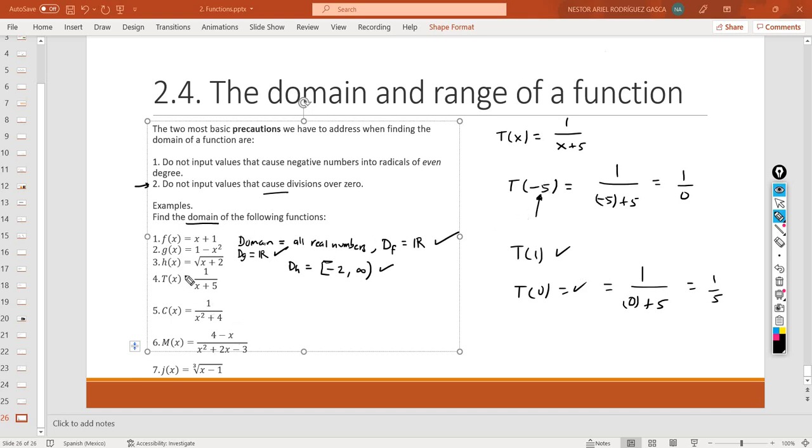So how do we write that? We write that in the following way. Let me write it in here. The domain of t is, once again, I'm going to do it first in words and then with symbology.